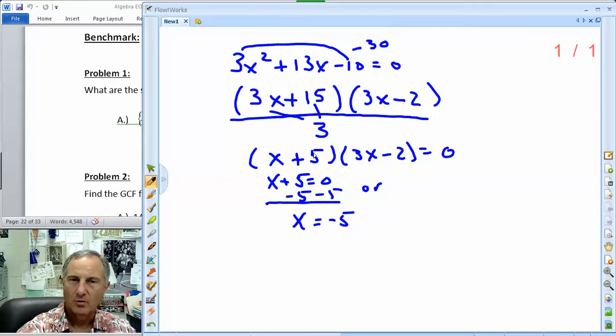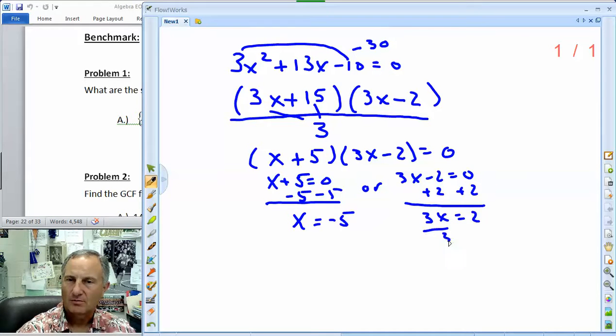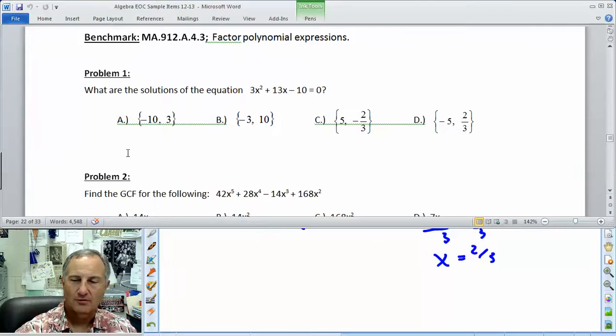Or, because remember, what times what gives you 0? Either x plus 5 is 0, or 3x minus 2 is equal to 0. Add the 2 over. 3x equals 2. Divide the 3 out. x is equal to 2/3. Okay, so negative 5 and 2/3. When you put that back over here, there's negative 5 and 2/3 right there, D. So there's our answer.